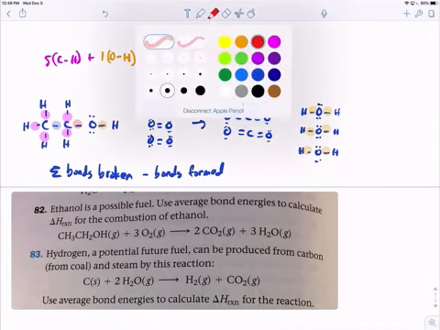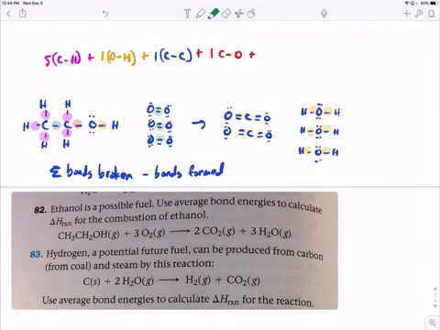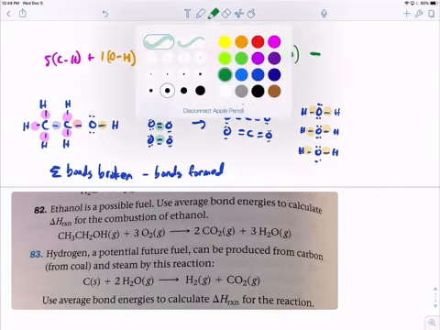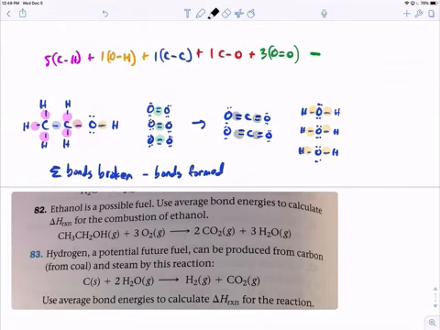I'm running out of colors here. Plus 3 oxygen double bonds, minus, I guess I can do black, 4 carbon-oxygen double bonds plus 6 oxygen-hydrogen single bonds.